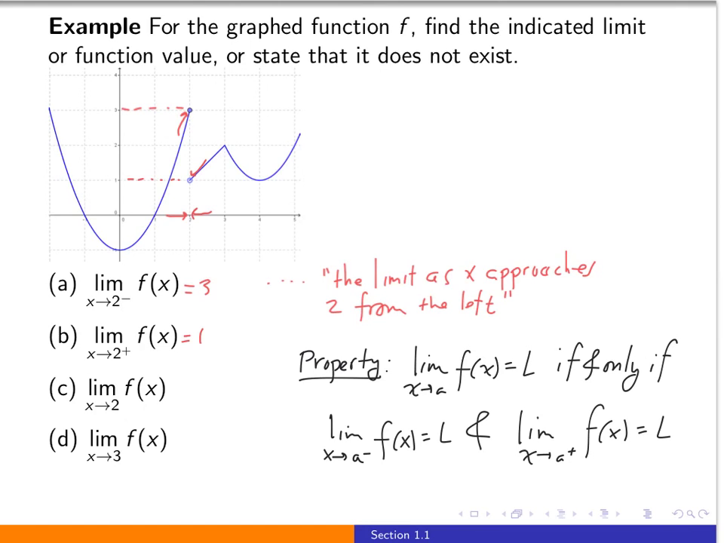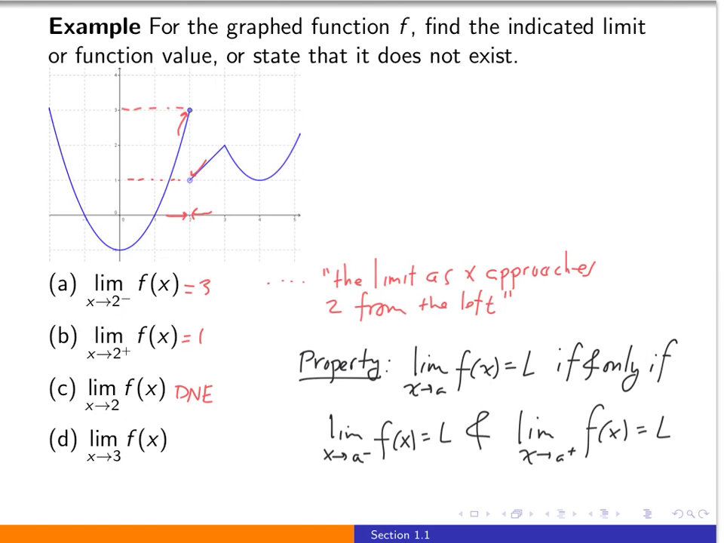Well, looking at the example that we have, as we approach 2 from the left, we get the number 3. As we approach 2 from the right, we get the number 1. Well, 1 is not equal to 3, so we would say that the limit, in this case, does not exist. And the reason why it does not exist is because the limit from the left is not equal to the limit from the right.